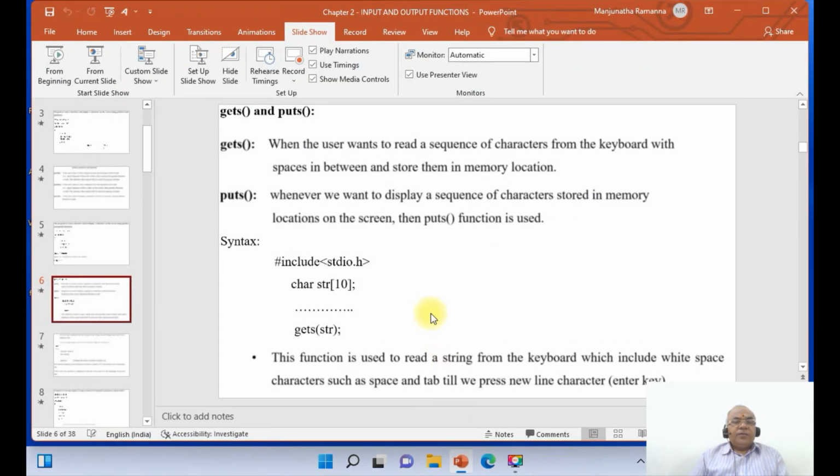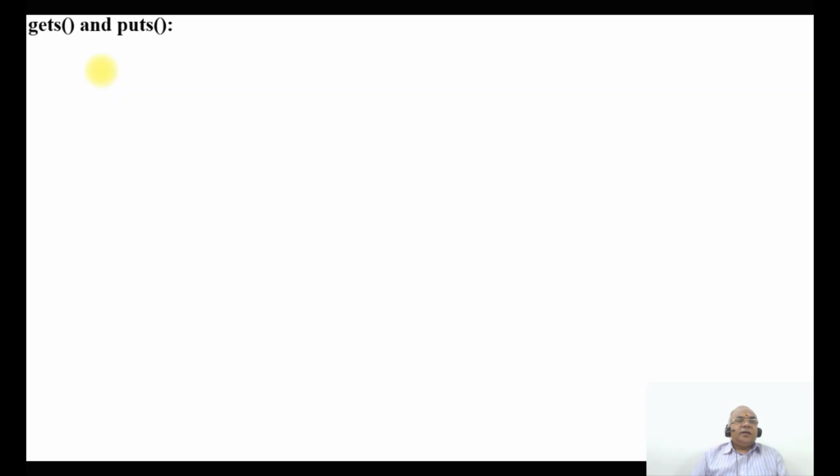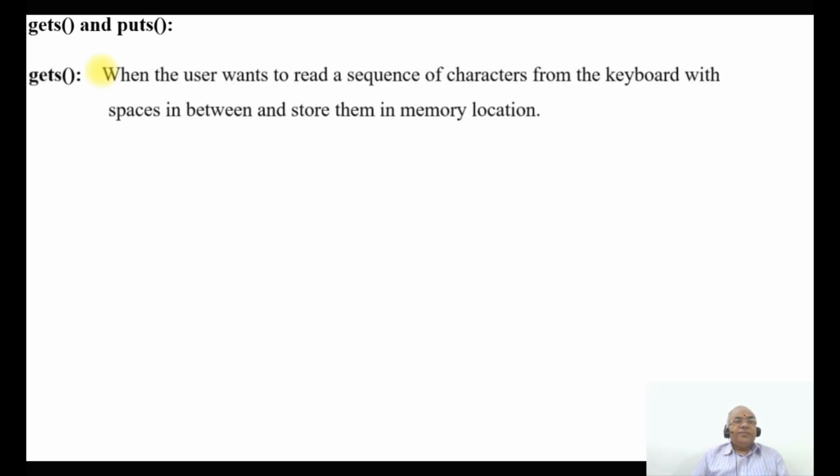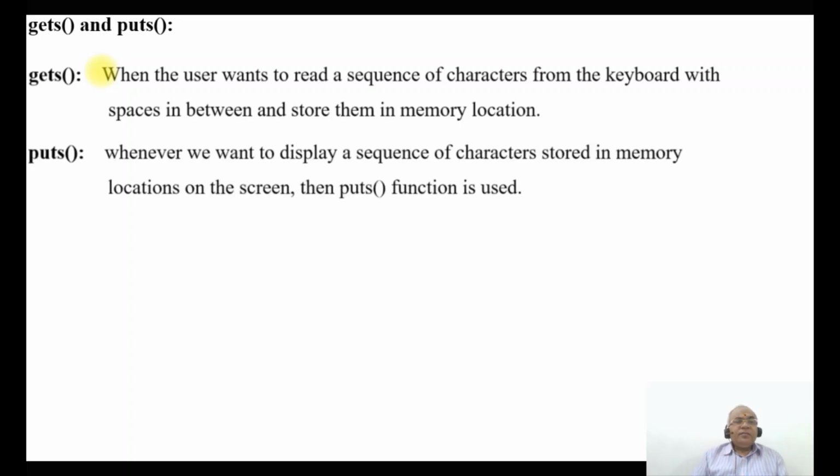Now we will go for the gets and puts functions. What are the gets and puts functions? Gets is used when the user wants to read a sequence of characters. We were talking about just one character there, but now we want to read a sequence of characters from the keyboard, with spaces in between, and store them in a memory location. And whenever we want to display that back from the memory location onto the screen, the puts function is used.